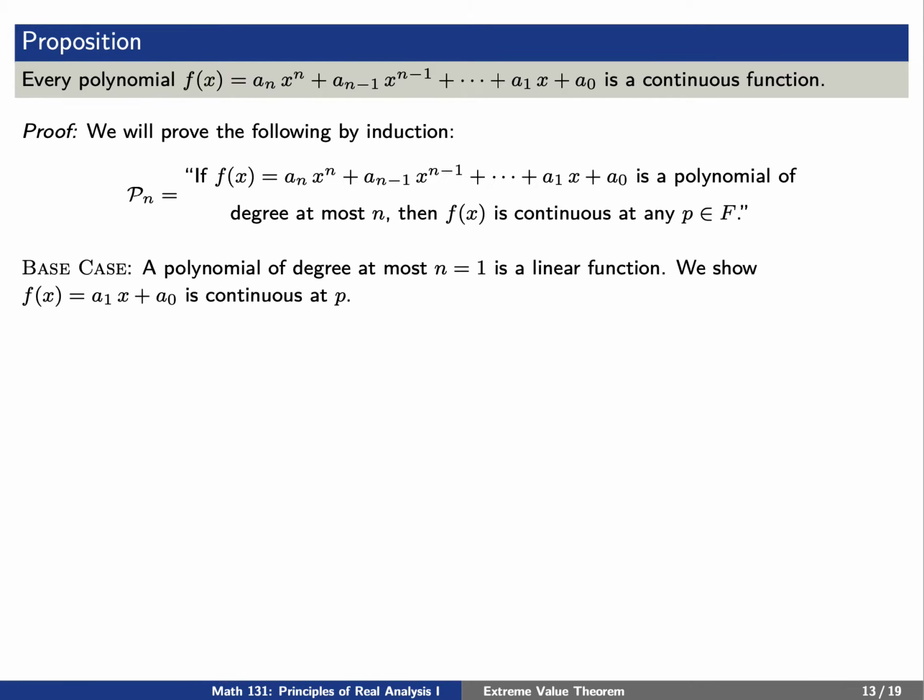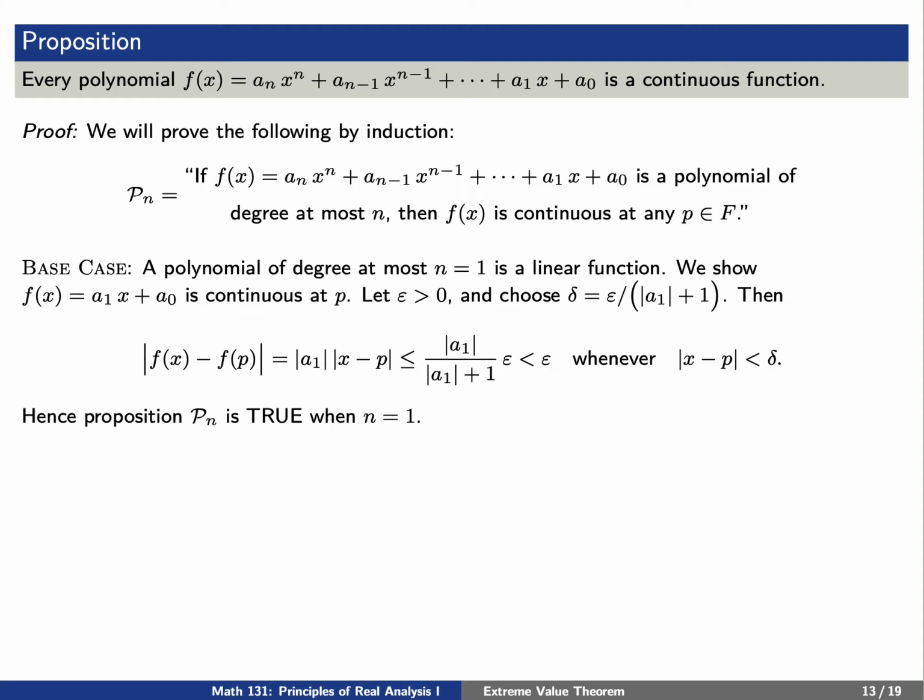Let's first take a look at the base case when n is equal to 1. In this case, we can take a look at a continuous function. We'll prove that a linear function is a continuous function, namely f of x is a1x plus a0. Here, a1 could possibly be 0. We're only saying that we have a polynomial of degree at most 1.